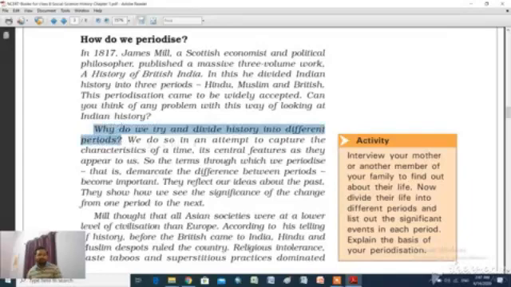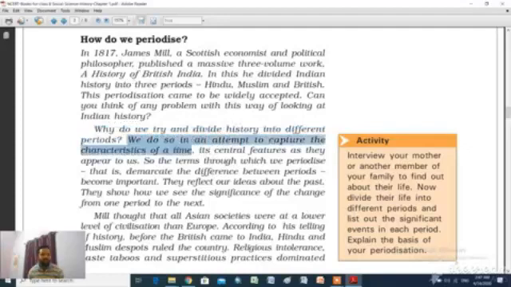Note down: we do so in the attempt to capture the characteristics of time. As I mentioned, we mention a particular time period like the British period, the Mughal period, the Sultanate period, etc. So why do we periodize history? We do so in the attempt to capture the characteristics of time, its central figures as they appear to us. So the terms through which we periodize, that is, demarcate the difference between periods, become important.